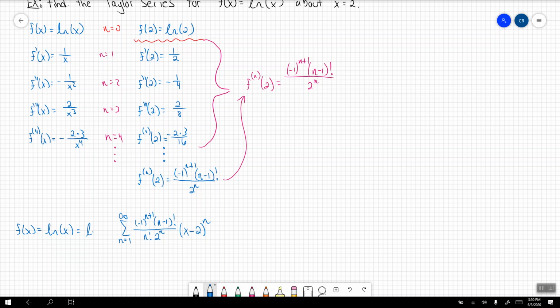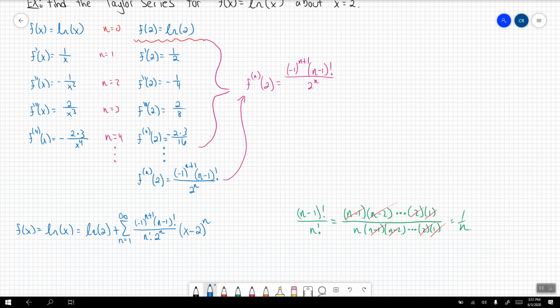Well, since our pattern doesn't fit for n is equal to 0, we're just going to manually add this in. So I'm going to add in the natural log of 2 manually, because again, it does not fit with the pattern beginning at 1 going all the way to infinity. So let's look at n minus 1 factorial divided by n factorial. N minus 1 factorial is just n minus 1, n minus 2, all the way till we get to 2 times 1. N factorial is n times n minus 1 times n minus 2, all the way till we get to 2 times 1. What happens? All these cancel, and we're just left with 1 over n.